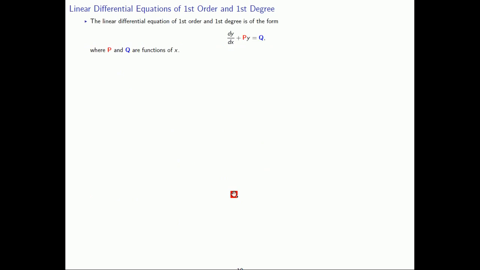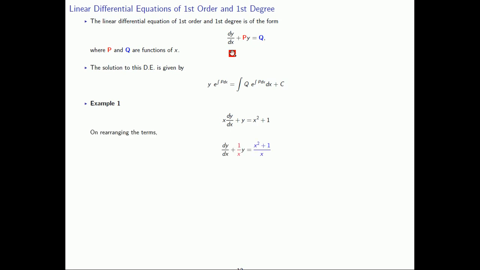Now let us solve a couple of problems. So I just reproduced it for your reference. First example: x into dy by dx plus y is equal to x squared plus 1. Let us first try to write down this differential equation into the standard form. So we'll have to divide both sides by x. So now the equation becomes dy by dx plus 1 upon x of y is equal to x squared plus 1 upon x. So this function in red is our p and this function in blue is our q.